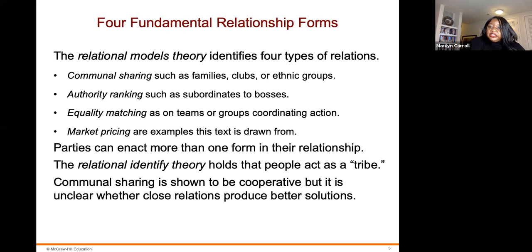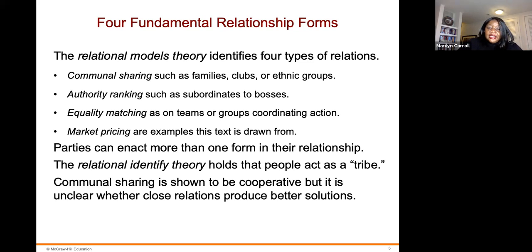So there are four fundamental relationship forms. The relational models theory identifies these four types of relations. There's communal sharing, such as families, clubs, and ethnic groups, as I just stated a few moments ago. And there's authority ranking, such as subordinates to bosses, which I talked about as well. Equality matching, as teams or groups coordinating actions. And market pricing. These are examples drawn from the text we're working with. Parties can enact more than one form in their relationship. So we may be reacting as a family member and as a business.